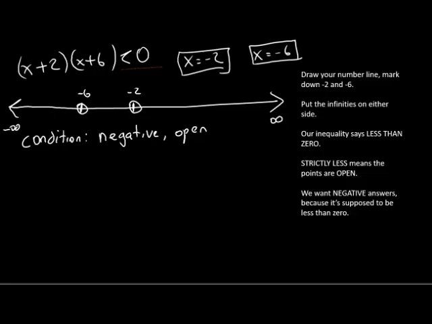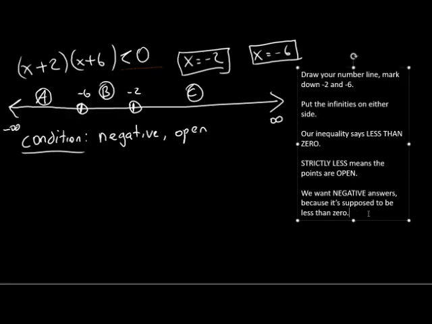These open circles will split this number line into three regions, which I label A, B, and C. Region A is everything to the left of negative 6. Region B is everything between negative 6 and negative 2. Region C is everything to the right of negative 2. Now we're going to check a number from each region, A, B, and C, and see which regions satisfy our inequality. That is, which regions will make our expression negative.